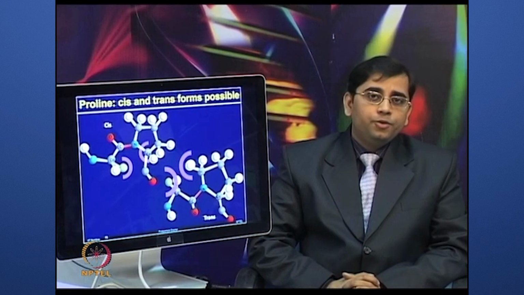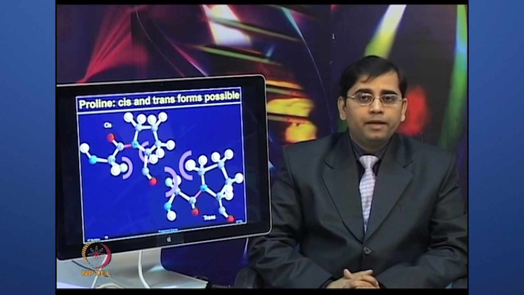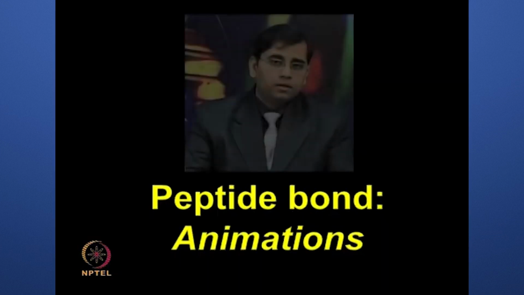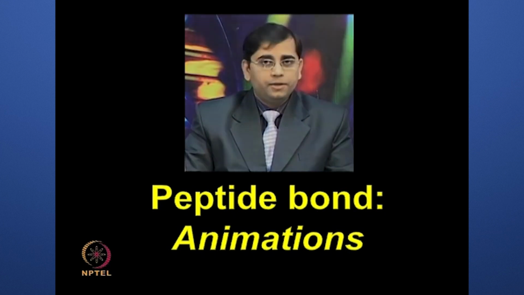Now, proline is a unique amino acid, as we discussed earlier. Proline with peptide bonds, it can form both cis and the trans forms. So, as you can see here, it can avoid the steric clashes, and both cis and trans configurations are possible. So, some of the concepts of peptide bonds will be described in the following animation.